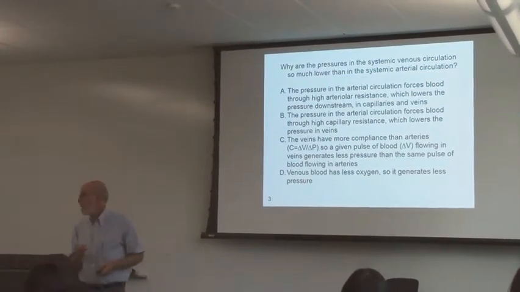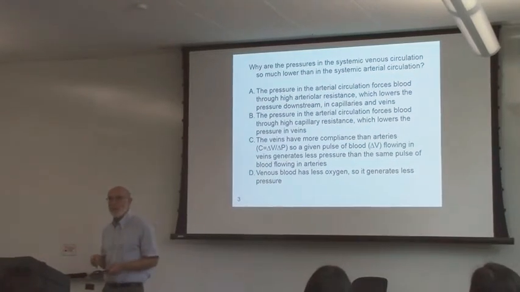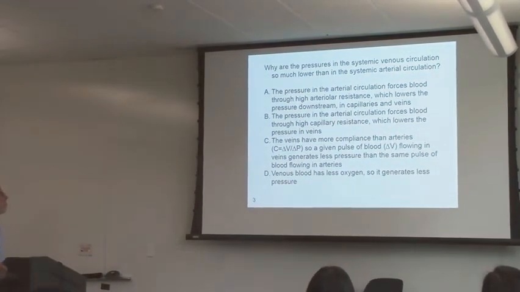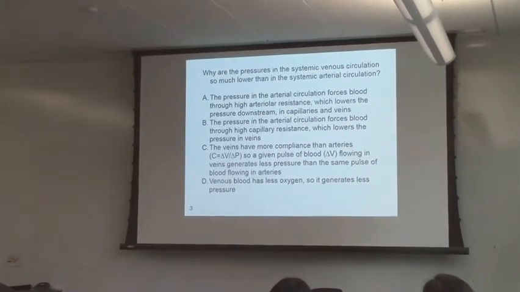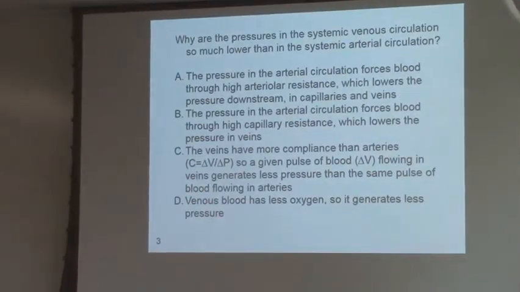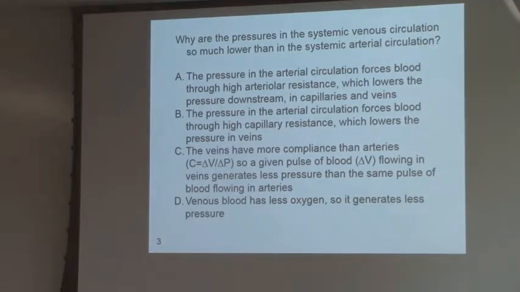Let's do a clicker. I think I brought the clickers this time, so let's go ahead and do a clicker. This is asking you to apply your knowledge. Why are the pressures in the venous circulation so much lower? We're not talking about pulmonary. Why are the pressures in the systemic venous circulation so much lower than in the systemic arterial circulation?